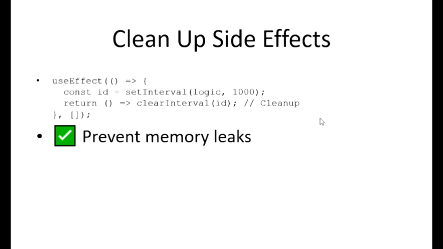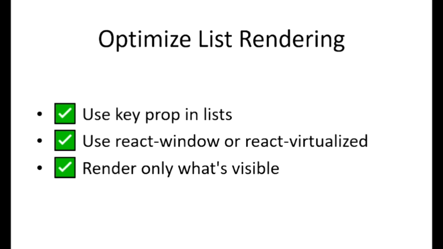Next point is optimizing list rendering. Always use the key prop efficiently in .map. .map is used for showing list items in React. You can use libraries like React Window or React Virtualized for large lists. Only visible rows are rendered, which is a huge performance boost. So you can see here three important points that we can use for showing list items on our page.